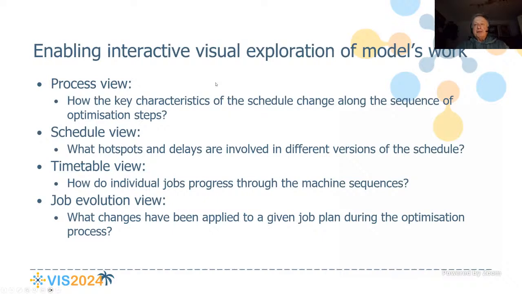The proposed combination of 4 complementary views enables comprehensive understanding of the model's behavior and answers the following analysis questions at elementary and synoptic level, namely, how the key characteristics of a schedule change along the sequence of optimization steps, what hotspots and delays are involved in different versions of the schedule, how do individual jobs progress through the machine sequence or through sectors of the airspace, and what changes have been applied to a given job plan during the optimization process.